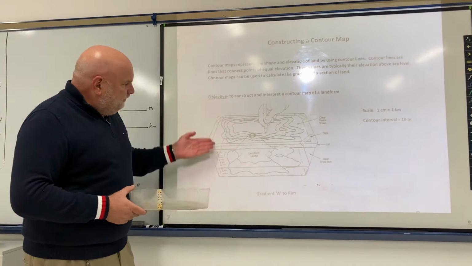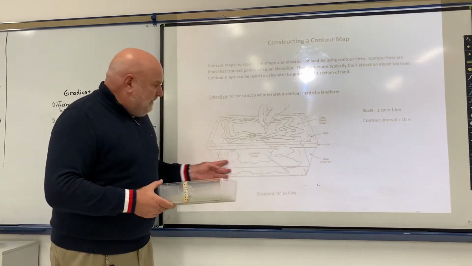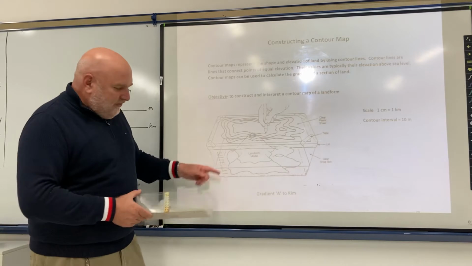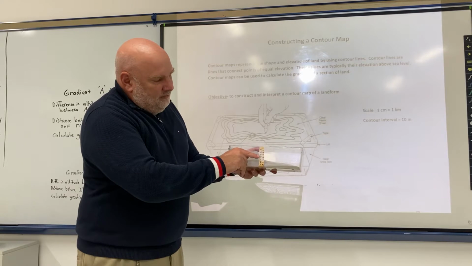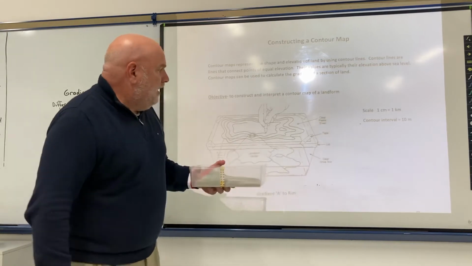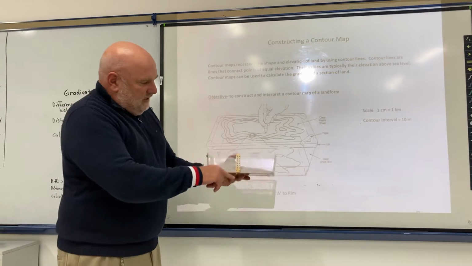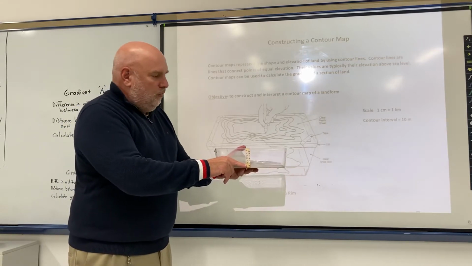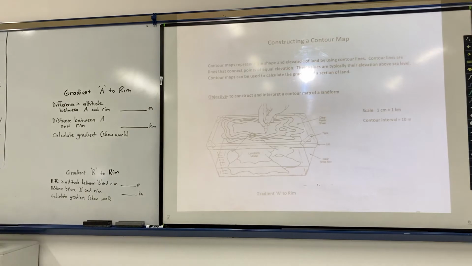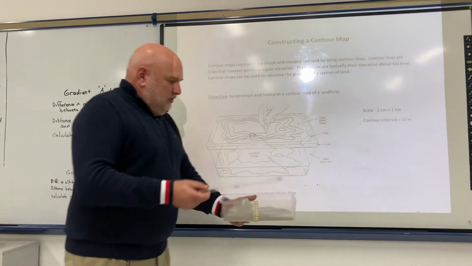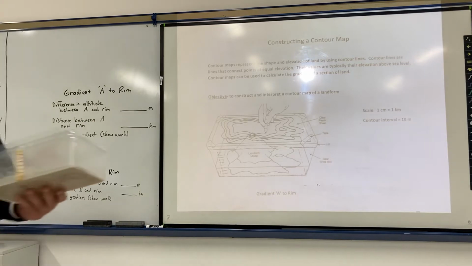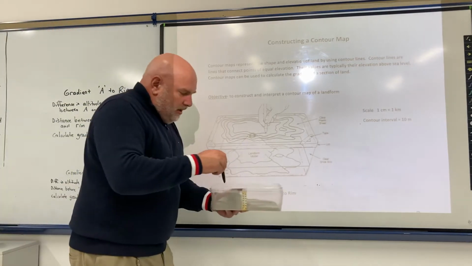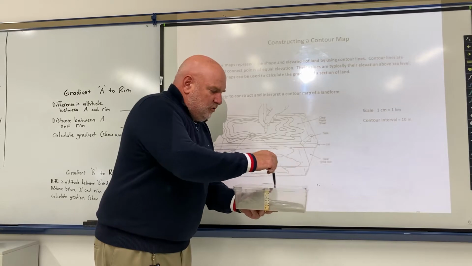So I have this plastic box here, and on the side of the box I have a piece of tape where I've marked off a depth of 1 centimeter, 2 centimeters, 3 centimeters, 4 centimeters, 5 centimeters, and so forth. I'm going to fill this up to the one level with water. Once I've done that, I'm going to put the lid on top of it, and then take a marker, and just like in the picture, trace where the shoreline is.